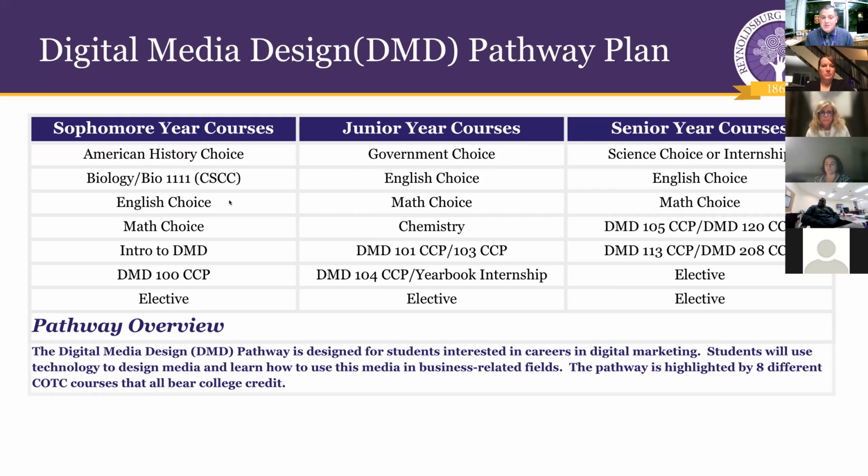If your student chooses to take this as a sophomore, they have an Intro to DMD course and a DMD 100 course. Those are both CCP courses that are offered through COTC. Their junior year, then they have a couple more of those DMD courses as they're working their way through some of these COTC things. And then their senior year, they have a few more. All in all, they have 8 total COTC classes in this pathway.